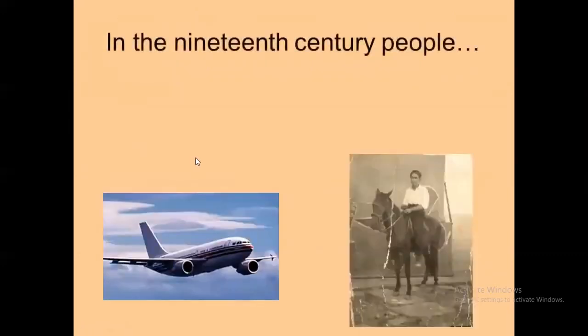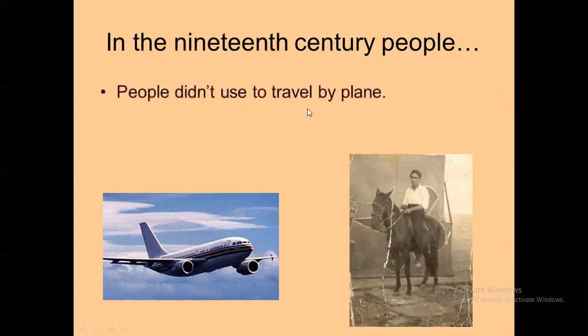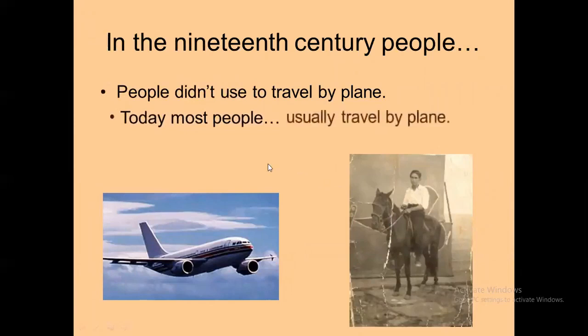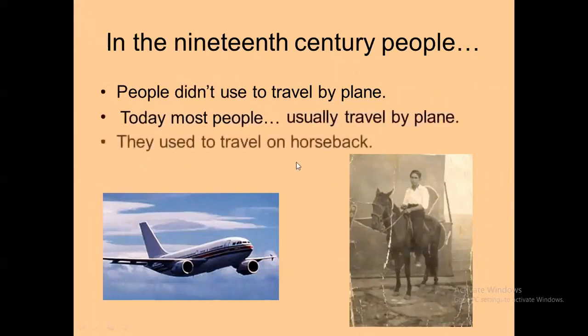In the 19th century, people, as you can see here, there is a plane, and here there is a horse. Let's see the answer. People didn't used to travel by plane, but they used to travel by horses. Yes. So today most people of course use the plane. They used to travel on horseback. Okay, so I used to travel on horseback. They didn't used to travel by planes.